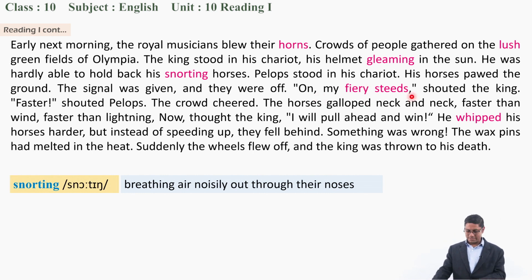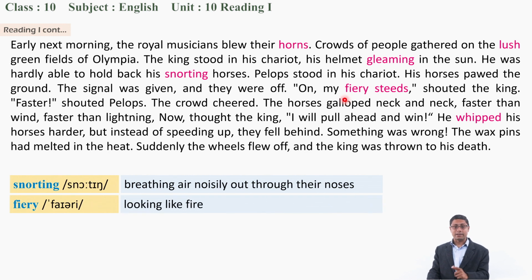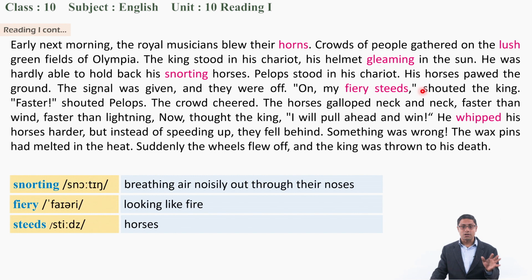"On my fiery steeds," shouted the king. Fiery means fire-like, looking like fire. Steeds means horses. So he told his horses, shouted the king. "Faster," shouted Pelops. The crowd cheered, means they wanted either Pelops or the king to win. The horses galloped neck to neck, means there was a very tight competition. Faster than wind, faster than lightning. Pelops' horses ran faster than wind. The king's horses ran faster than lightning.